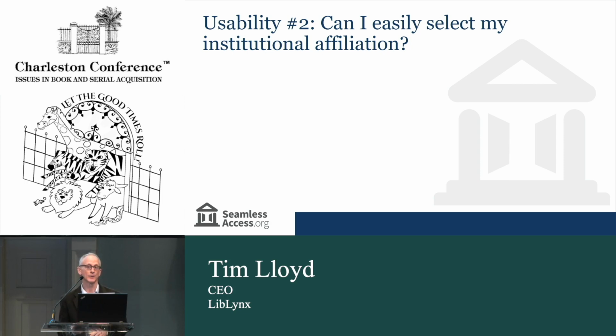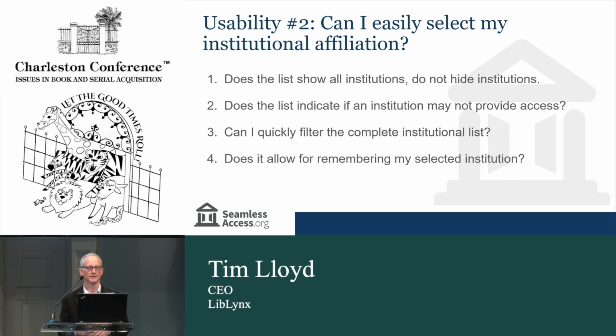So we've identified 4 questions in this category. Does the list show all institutions and not hide institutions? One of the things we've found from user testing is that when you can't find your institution there, it's really confusing. Your institution should be there. Even if you then find that it's not going to give you access, that should give you an error or a message to explain why. But just hiding institutions completely is really confusing for users.